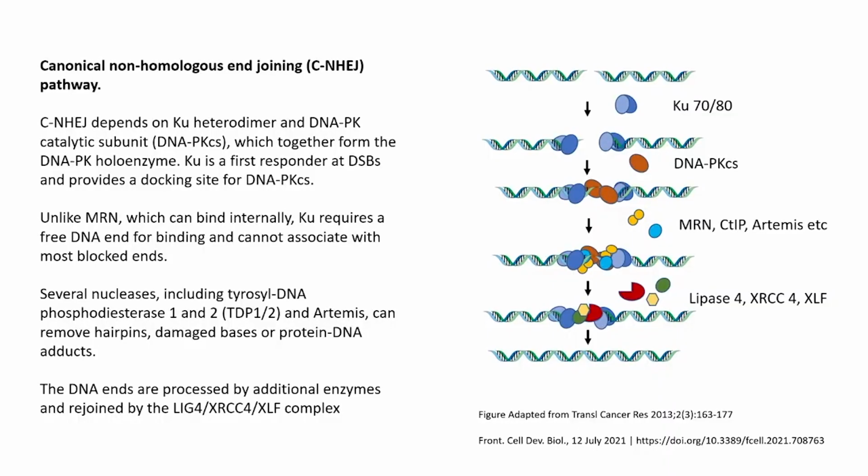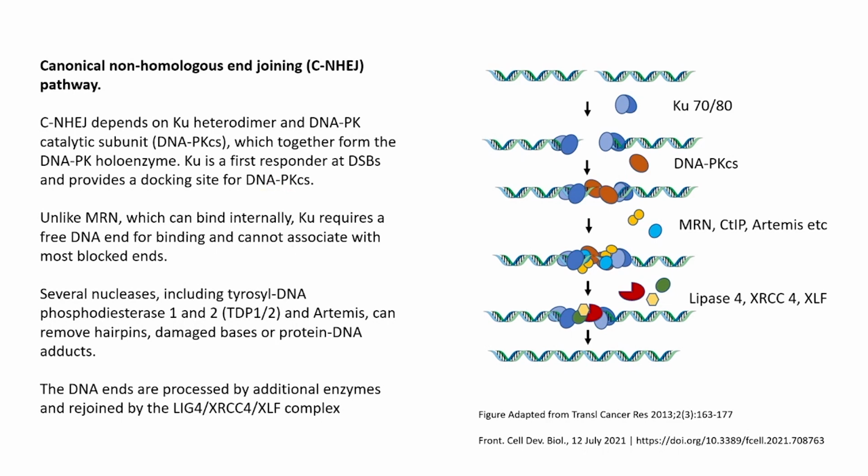The canonical non-homologous end joining pathway depends on Ku heterodimer and DNA-PK catalytic subunit, which together form the DNA-PK holoenzyme. Ku is the first responder at DSBs and provides a docking site for DNA-PKcs. Without the presence of Ku 70/80 at the break site, DNA-PKcs cannot be recruited to it.